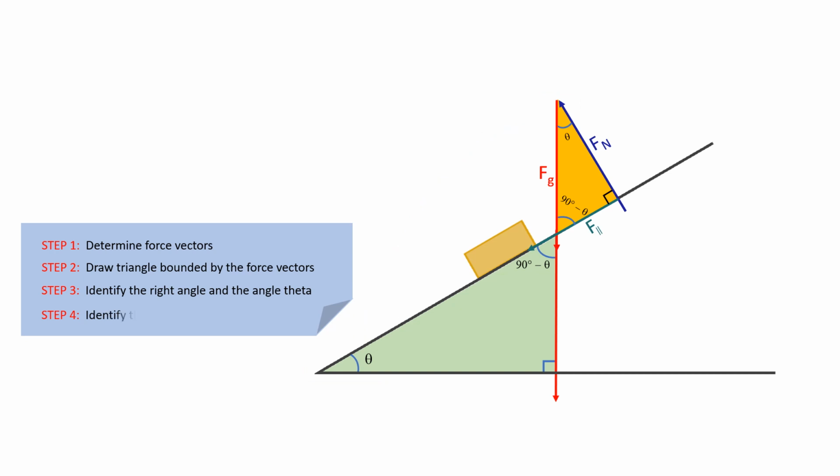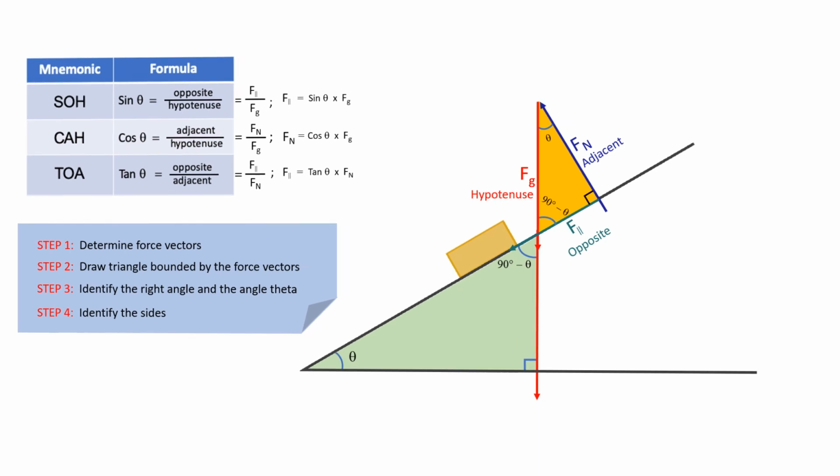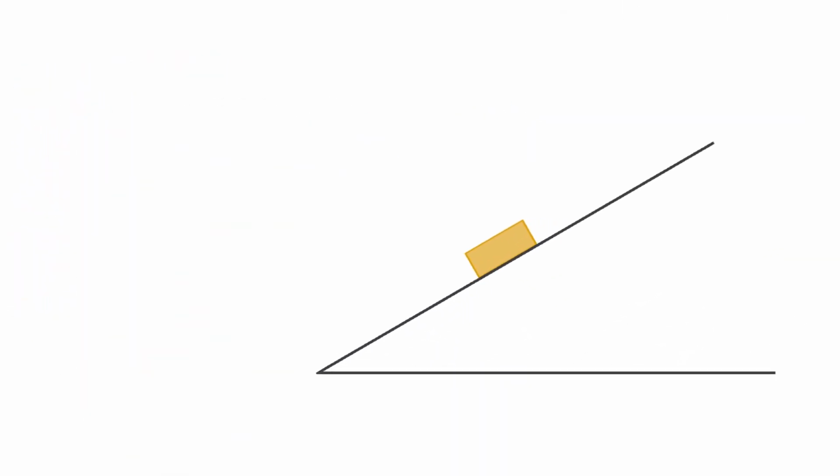In step 4, we identify the hypotenuse, the opposite side, and the adjacent side. This final step guides us on which of the three formulas we need to use in order to apply our trigonometric ratios. Let's practice finding theta and identifying the sides using other configurations.